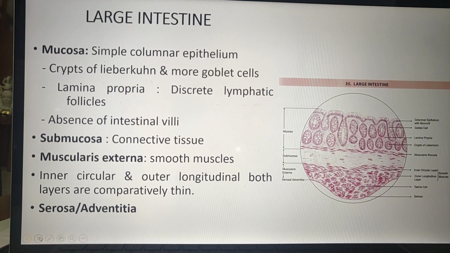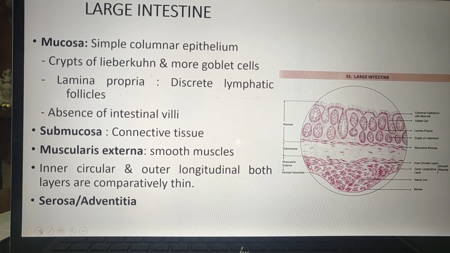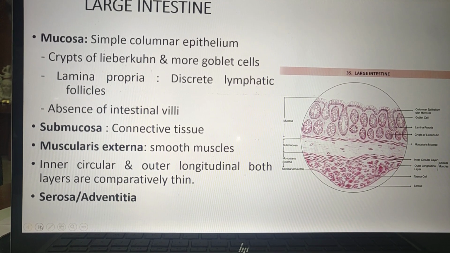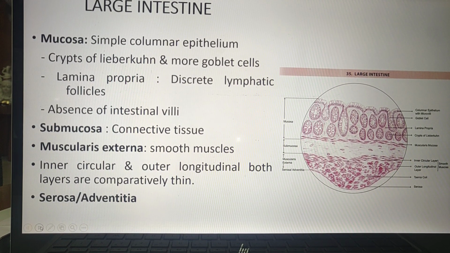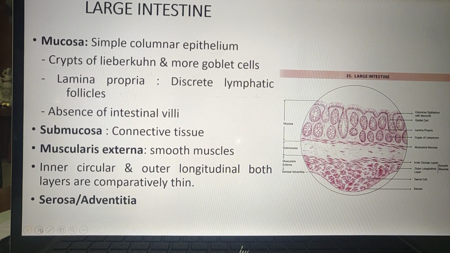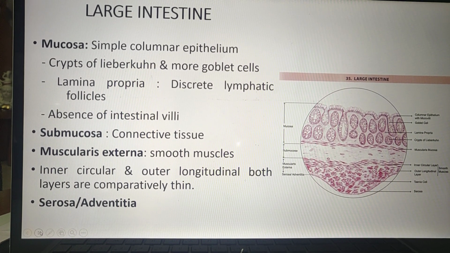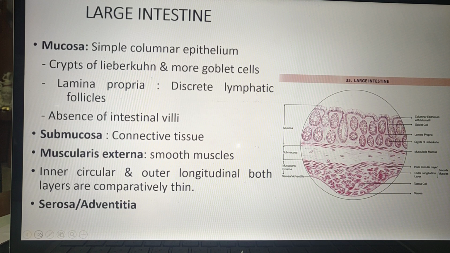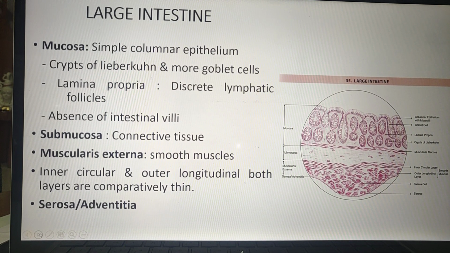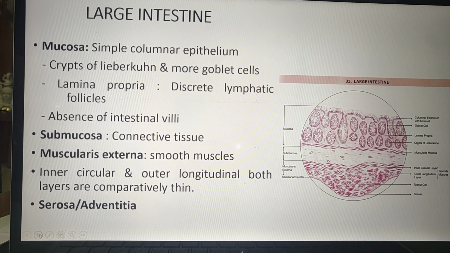Large intestine, it is lined by simple columnar epithelium, with crypts of Lieberkuhn and more goblet cells as compared to the small intestine. In the lamina propria there are discrete lymphatic follicles, and there is an absence of intestinal villi.